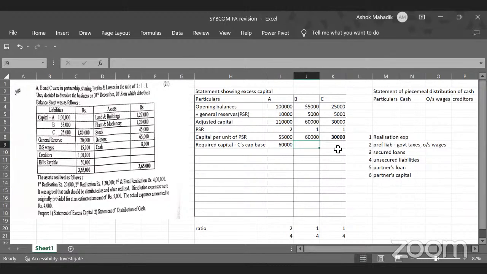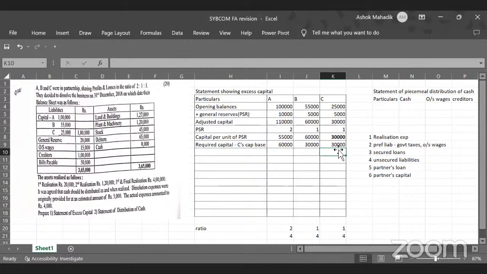Now, how much must B have brought in? Required capital per share is 30,000. His share is 1. So 30 into 1, 30,000. Clear? And C, his share is also 1. So 30 into 1 again, 30,000. I'll repeat. First, calculate adjusted capital: 110, 60, 30. Then write PSR, 2:1:1.